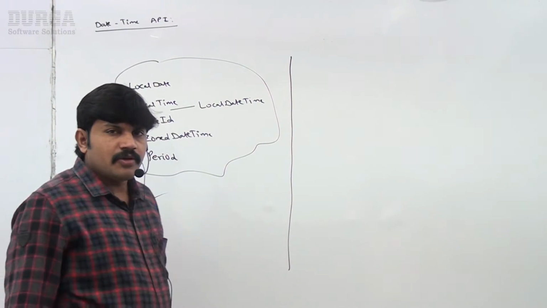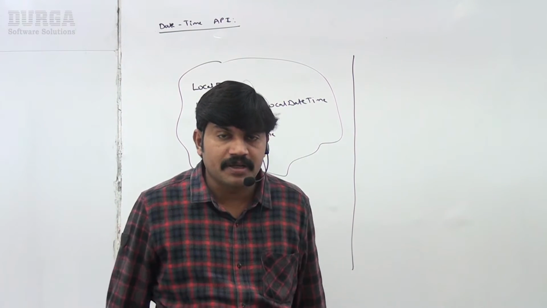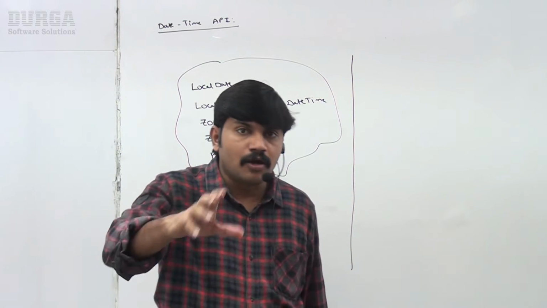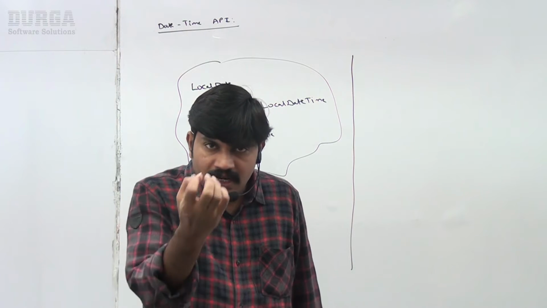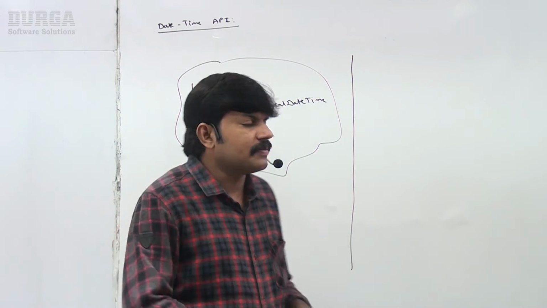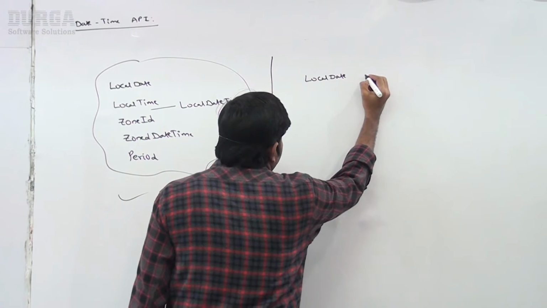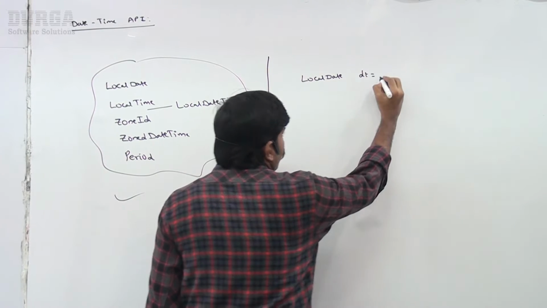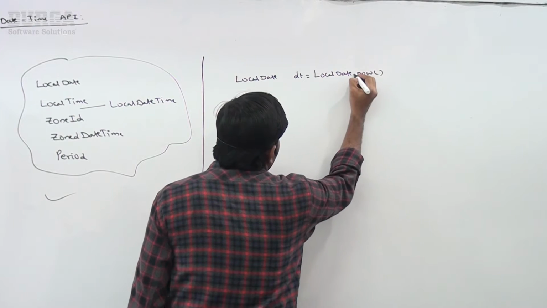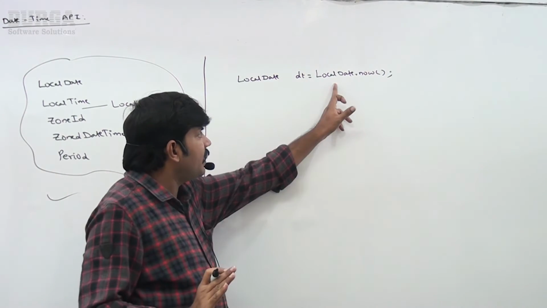Very simple. Sir, I want to represent the current date. What is the way? LocalDate dt = LocalDate.now(). Are you getting? LocalDate.now(). The current system date we are going to get. Okay, now what is the current system date we will get, sir, like this.